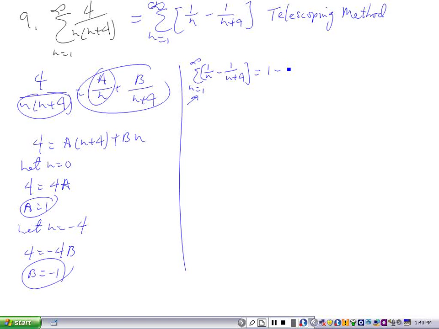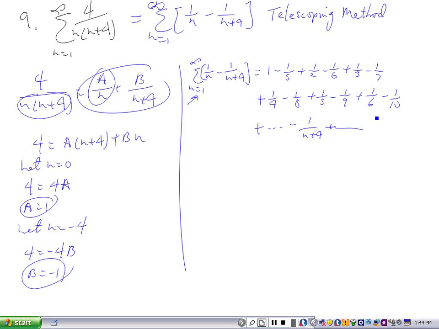So when n is 1, we get 1 minus 1 over 5, plus when n is 2, we get 1/2 minus 1/6, plus when n is 3, 1/3 minus 1 over 7. When n is 4, we get plus 1/4 minus 1 over 8. Let's go a little bit further, plus 1/5 minus 1 over 9, plus 1/6 minus 1 over 10, plus and so on. Hit the last term, minus 1 over n plus 4, and so on, right?